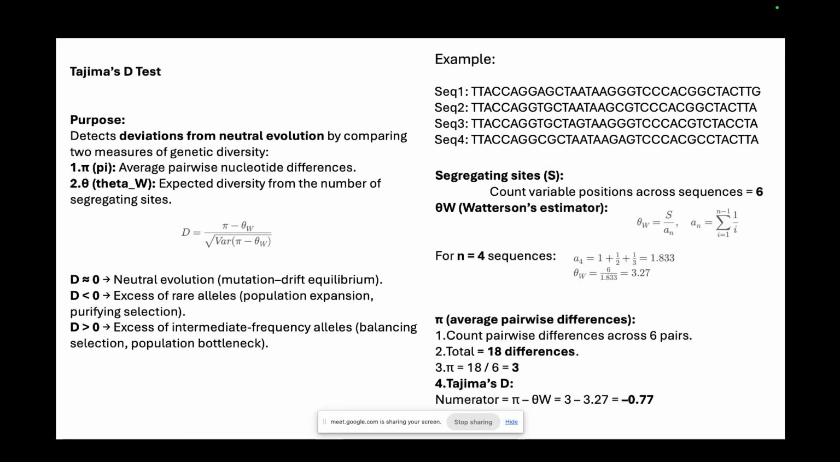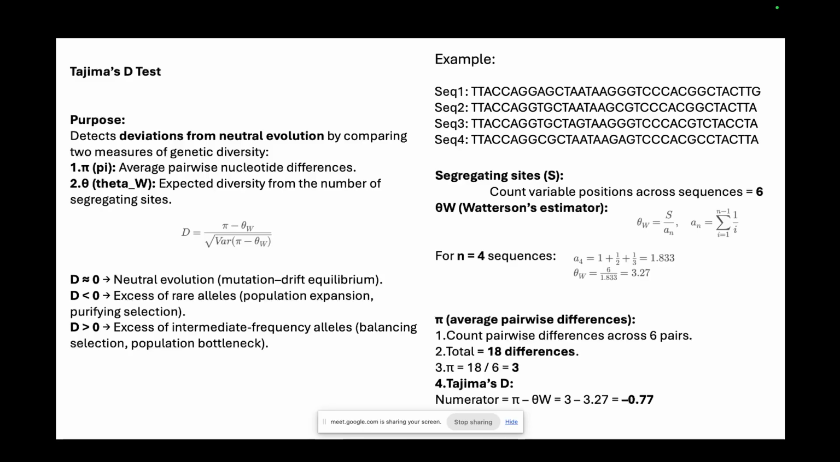Okay, so we come to the other test, which is the Tajima's D test. Sir has also covered this. Here also the idea is to find deviations from neutral evolution by comparing two measures of genetic diversity. There are a couple of elements here. First is pi, which is basically the average pairwise nucleotide differences.